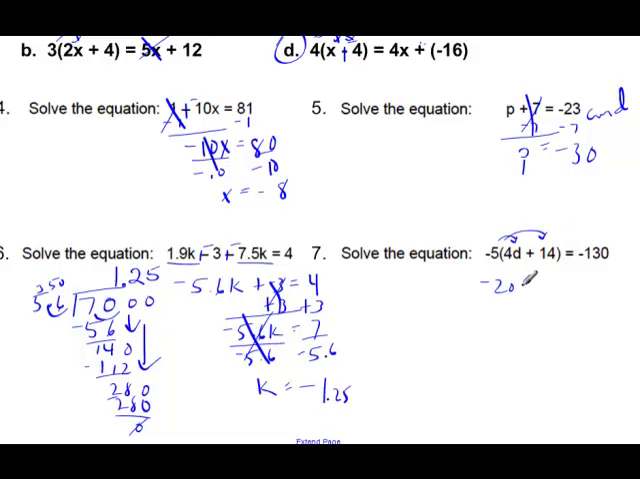Okay, over here, we're obviously going to do the distributive property. So that's negative 20d plus negative 70 equals negative 130. And there's your two-step equation. So opposite. So negative 20d equals negative 60. And then divide by negative 20.